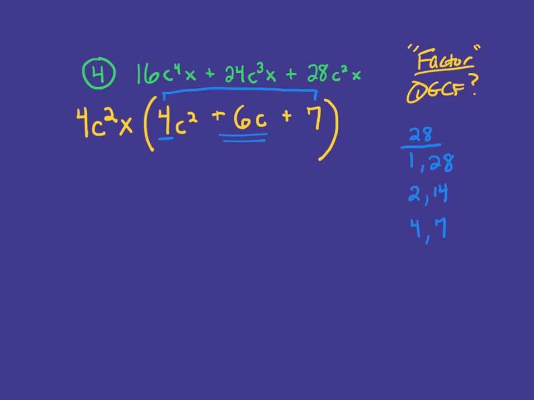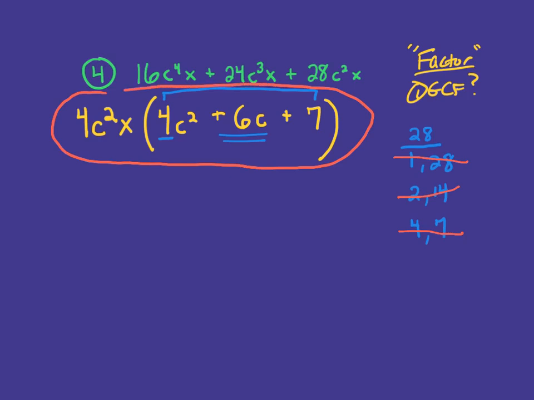1 and 28 does not add to 6. 2 and 14, if you add those, you can get 16. If you subtract them, you can get 12, but can't get 6. And then 4 and 7, you can add them and get 11. If you subtract them, you can get 3, but you cannot get 6. So it turns out none of those pairs work, and this is the only factoring that we can do. Took out the 4c squared x, but that's it.